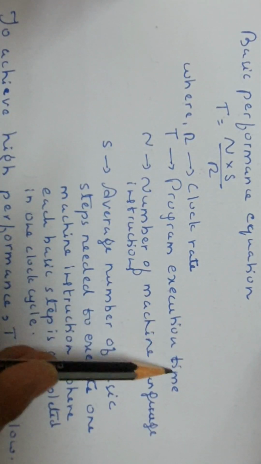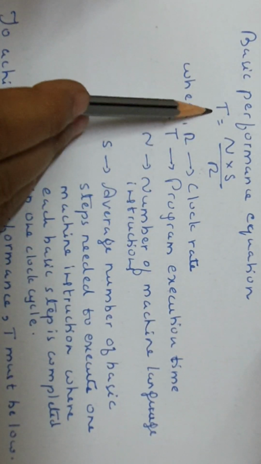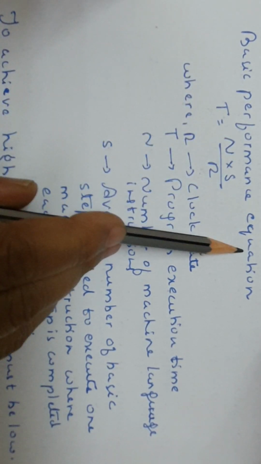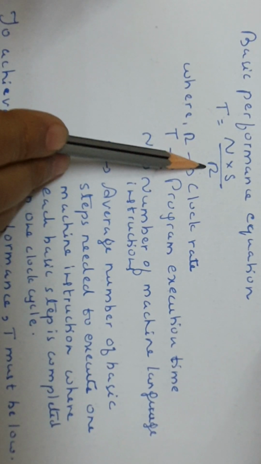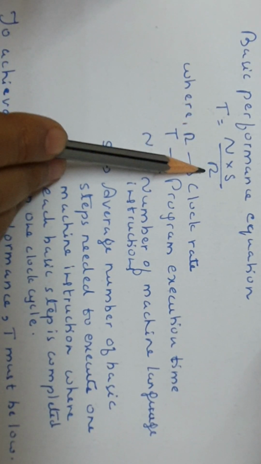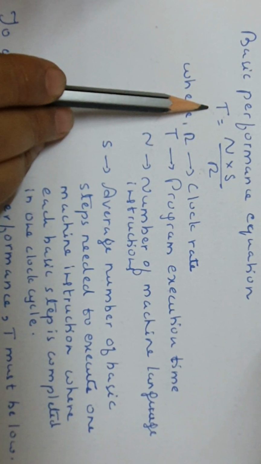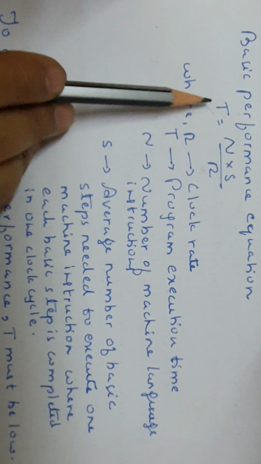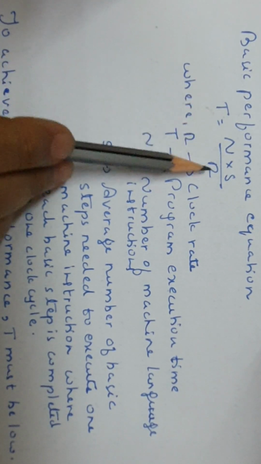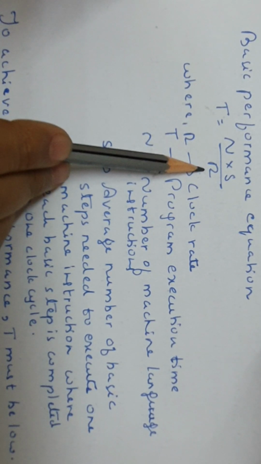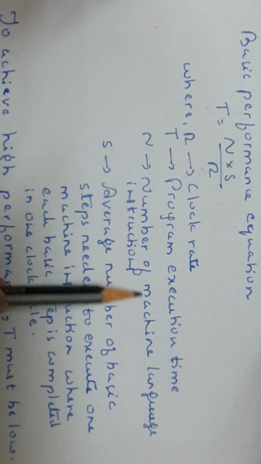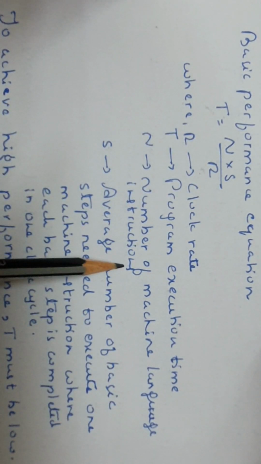T is equal to the program execution time. So this performance equation gives the time taken for execution of a program. That is the basic performance equation. It is dependent on clock rate. It is inversely proportional to clock rate. If the clock frequency is higher, the time taken is smaller. Hence, to improve the performance, to reduce the time taken for execution, that is to increase the speed of a computer, this clock rate should be higher and higher. That is the first point. The next one is N, the number of machine language instructions.